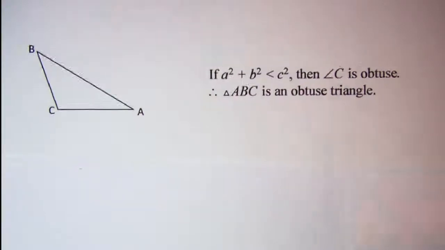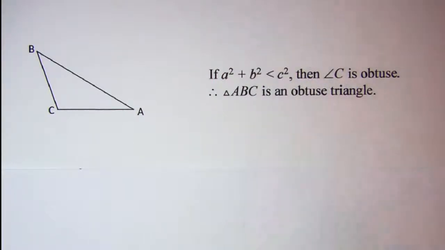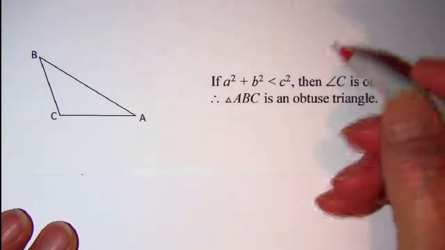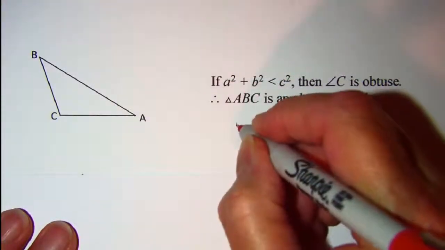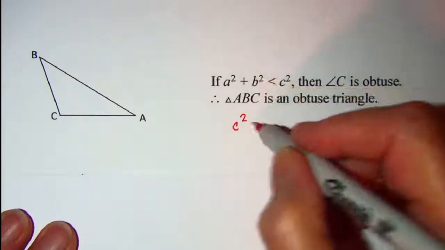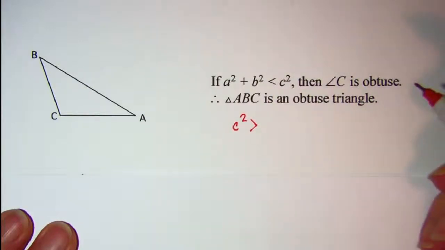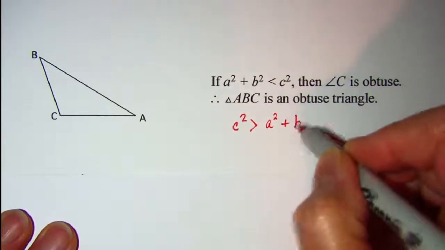Now for this one, if a squared plus b squared is smaller than c squared, then angle C is obtuse, and triangle ABC is an obtuse triangle. One way you may need to think about this is if we write this inequality in reverse. In other words, c squared, and then since this is less than, I'll need to use greater than in the reverse inequality, and then a squared plus b squared.